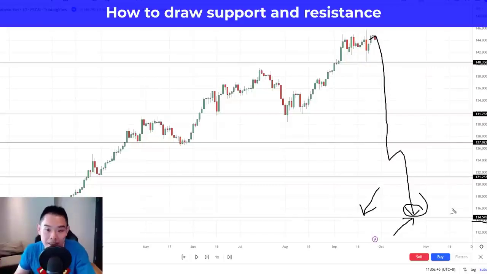Let me repeat, right? By then, if the market reaches this area of support, it's no longer in an uptrend. You can visualize the price action. At that point, the market is likely to be in a downtrend. And if the market is in a downtrend, I want to sell at resistance, not buy at support.